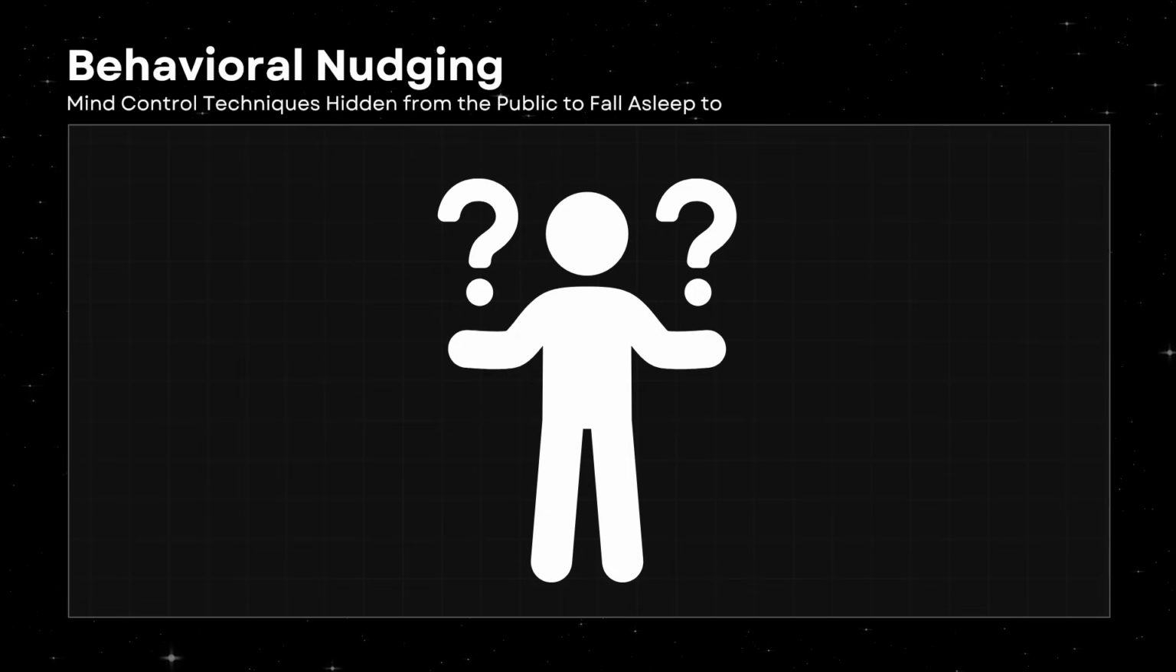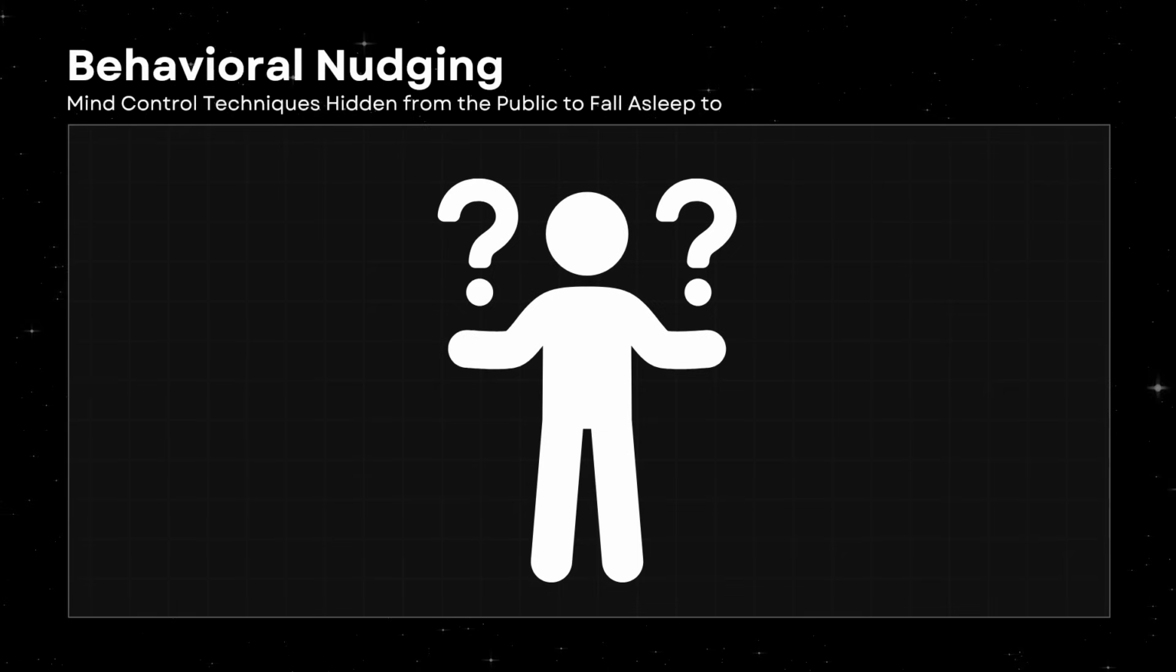This method works because people often make decisions quickly. They don't weigh every option or check every detail. They go with what feels simple, familiar, or immediate. Behavioral nudging uses that habit. It adjusts the setup around a decision so that the path someone takes feels like their own, but it's been guided from the start.